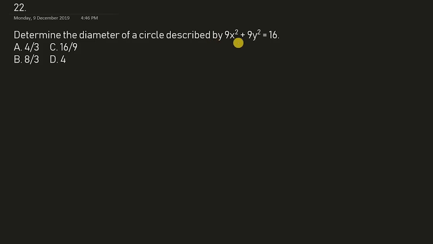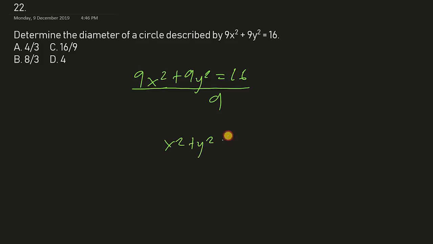Determine the diameter of the circle described by, okay. So, ngayon naman, diameter naman yung pinapahanap. We know that's 9x squared plus 9y squared is equal to 16. So, kung ito yung equation, dapat yung x squared tsaka y squared natin, yung coefficients niyan, again, sabi ko is 1. So, para mangyari yon, i-divide ko to, divide all by 9. So, ito magiging x squared plus y squared is equal to 16 divided by 9.